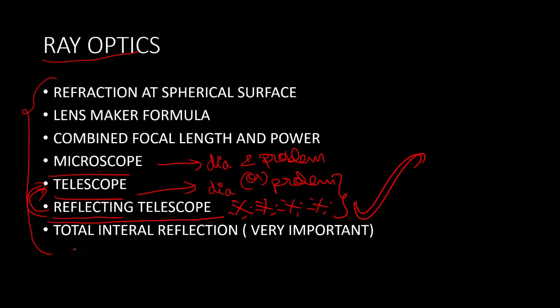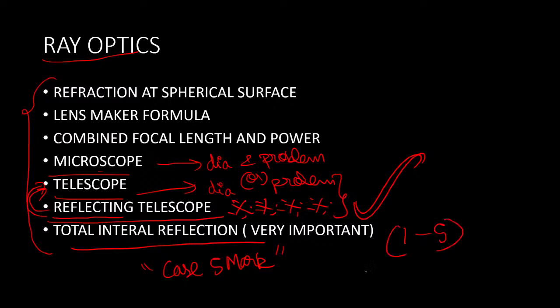The next one, total internal reflection. In the sample paper, a 5-mark case study is asked from total internal reflection. Minimum 1 to 5 marks will be there from total internal reflection. It's another very important topic. As I already told you, your question paper is mostly filled with ray optics.